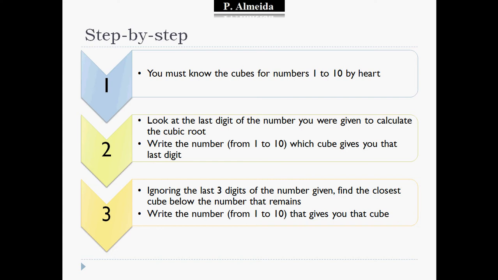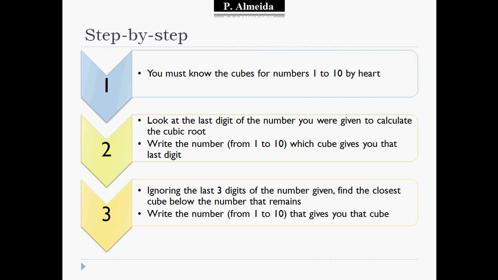Then number 2, look at the last digit of the number you were given to calculate the cubic root, okay? Cubic root, I said. And then write the number from 1 to 10 whose cube gives you that last digit. And again, if this doesn't make sense, just hold on for a little bit because I'm going to give you examples that explain how you do all of this. So that is step number 2: look at the last digit, see which number is going to give you that last digit.